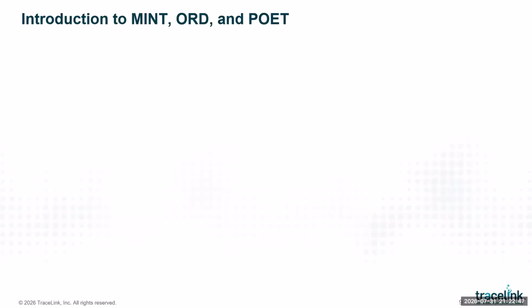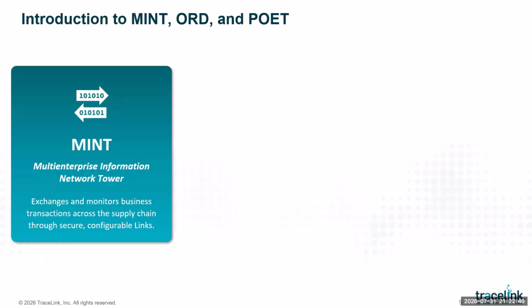Let's meet our 3 applications properly. First, Multi-Enterprise Information Network Tower, known as Mint. Mint is how companies exchange and monitor business transactions across the supply chain through secure configurable links between partners. Think of Mint as the pipes. It's what moves the PO, the acknowledgement, the ASN, and the invoice, and many more transactions between Medivonic and Renderico.